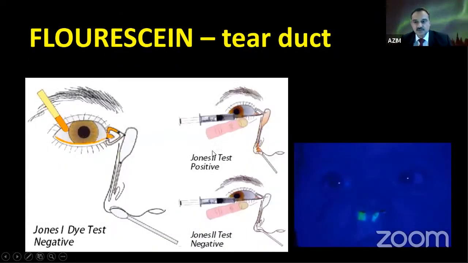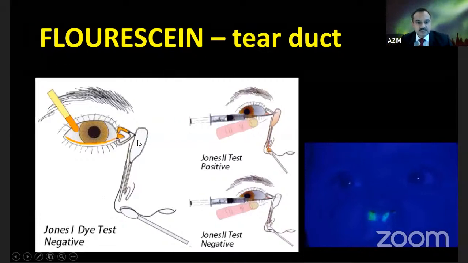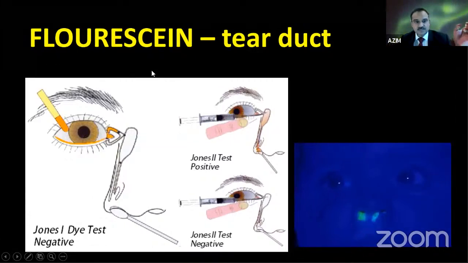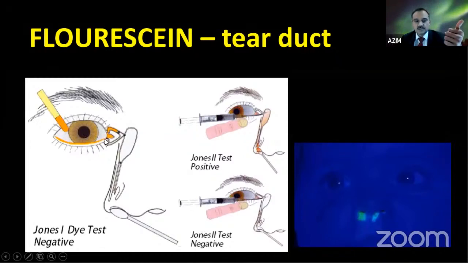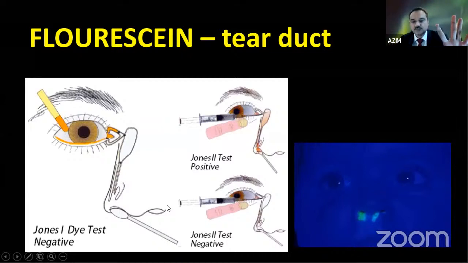It's called a Jones test. So normally the tear film is flowing out. When the tear is flowing out, you can see it draining out and it's positive. But sometimes what happens, the tear doesn't come out really. Then you put a stain, you flush it out, and then you see here. So it's called a Jones test. All you have to know is it assesses the tear flow function.